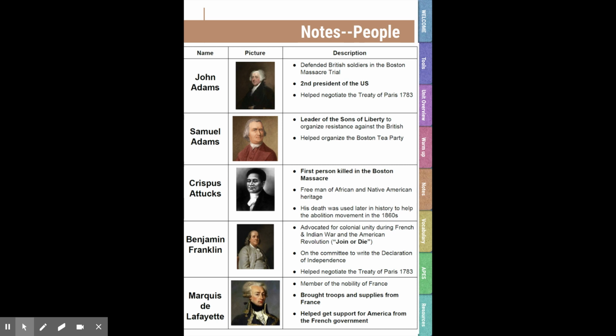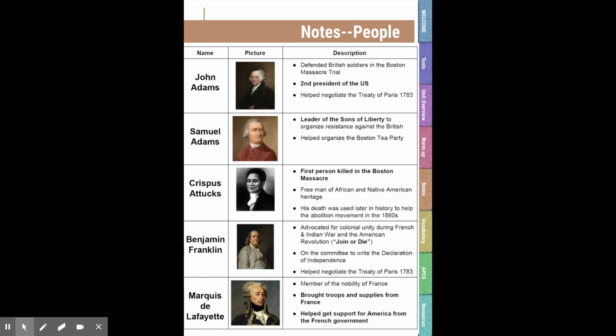So the Revolutionary era has a good amount of significant individuals that play a role in our independence. John Adams is the first one. He's going to be known in many different ways, but the main thing at this point, he's just a patriot and he's part of the Continental Congress. He's also going to become the second president of the United States.